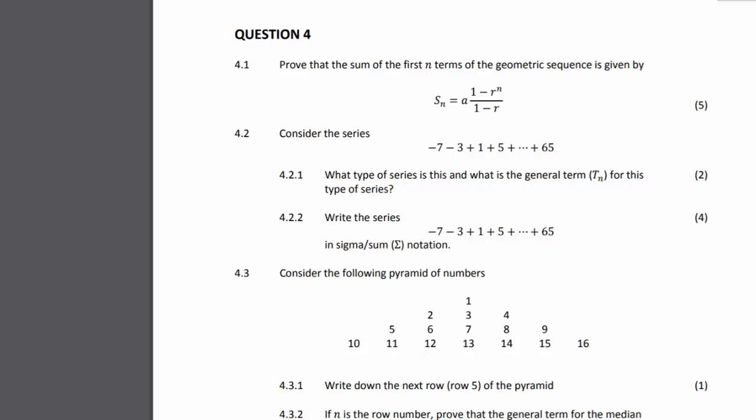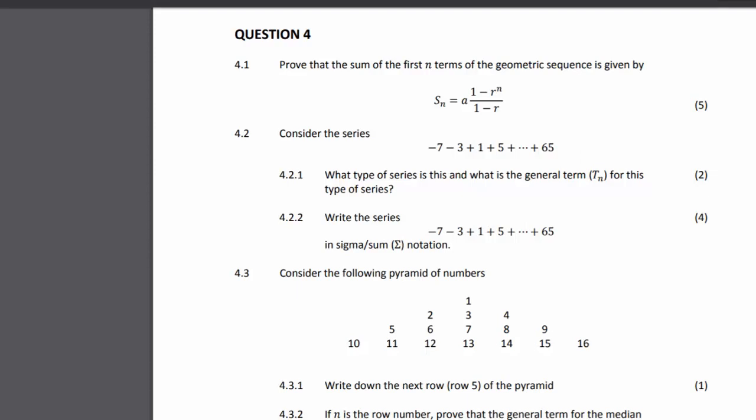So what's the difference here? Well, from negative 3 to positive 1, 4 is added. From 1 to 5, 4 is added. So I keep adding 4, so there's a constant difference. If there's a constant difference, this is an arithmetic sequence.